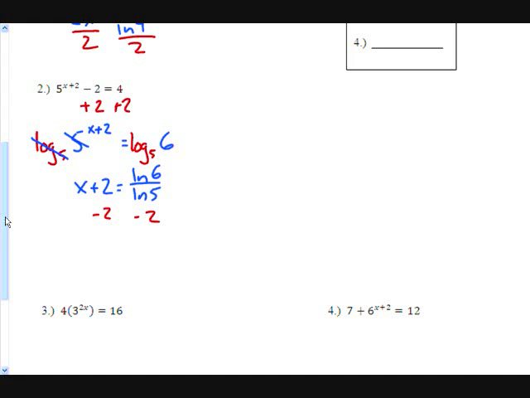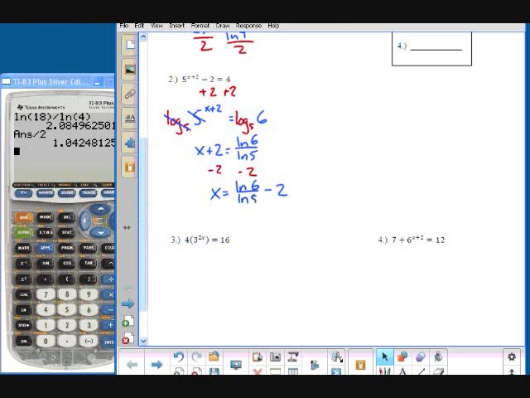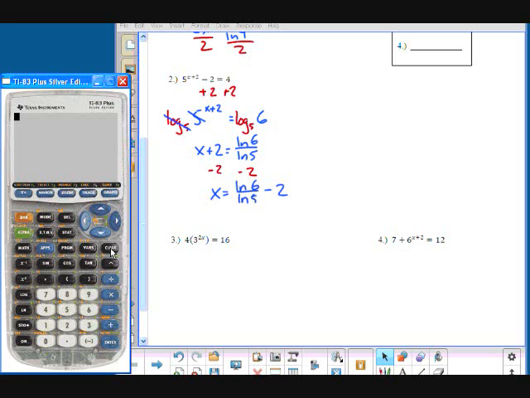And when I do that, again, I'm going to punch it all into the calculator in one shot here. Natural log of 6 over the natural log of 5 minus 2. That's what I'm punching into my calculator. So here we go. Take my calculator, clear out my previous entry. Natural log of 6 divided by the natural log of 5. Again, make sure you close off those parentheses.